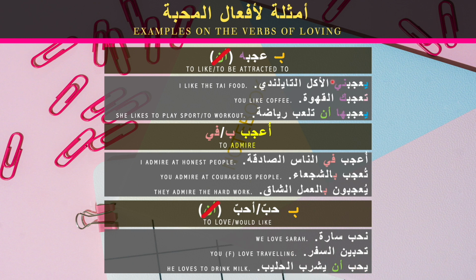So these examples, as I presented them in the Modern Standard Arabic, now I'm going to present them again in my Saudi dialect. يعجبني الأكل التايلاندي. تعجبك القهوة. يعجبها تلعب رياضة. So remember, we don't use أن much in today's spoken dialects. So أعجب في الناس الصادقة. تعجب بالشجعاء. يعجبون بالعمل الشاق. نحب سارة. تحبين السفر. يحب يشرب الحليب.